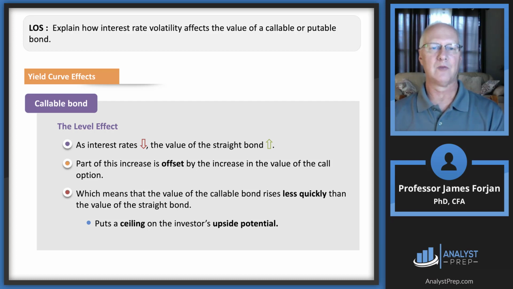All right, remember in that last reading we had a couple of effects, three of them I believe. So let's do the level effect. We know this: as interest rates fall, the value of the straight bond increases. However, part of this increase is going to be offset by the increase in the value of the call options, which means, and this is really important, look at that third double circle point, the value of the callable bond rises less quickly than the value of the straight bond. And this puts a ceiling on the investor's upside potential.